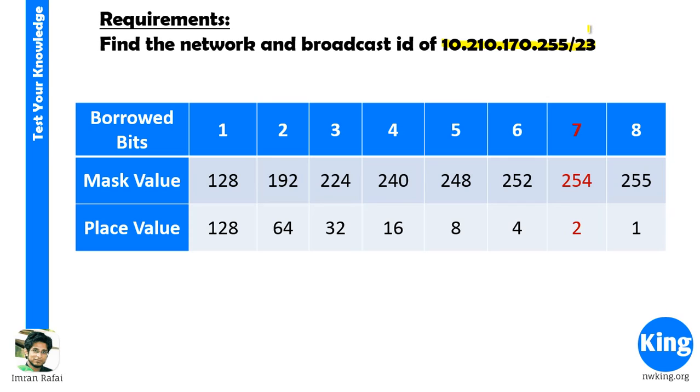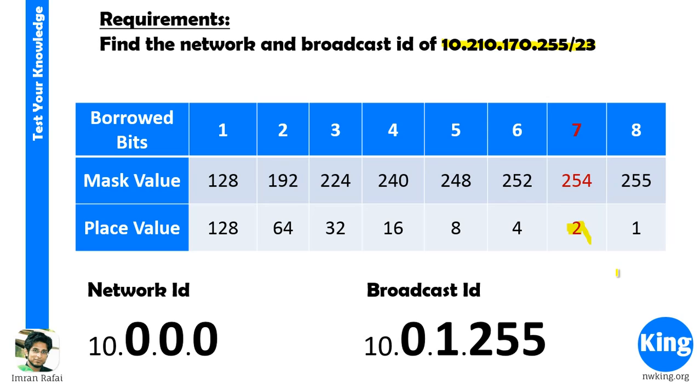The 23rd bit comes in which octet? So if you count, 23rd bit comes in the 3rd octet, and it is the 7th bit of the 3rd octet, which is nothing but has a place value of 2. So how do we do? We start with the first network ID, 10.0.0.0. What is the broadcast ID? Before we find out the broadcast ID, we need to find out what's the next network ID. It is 10.0.2.0 because we need to add 2 to the third octet, 10.0.2.0.